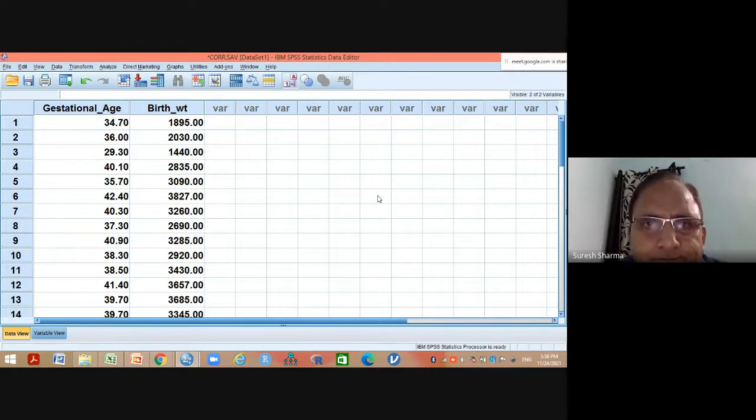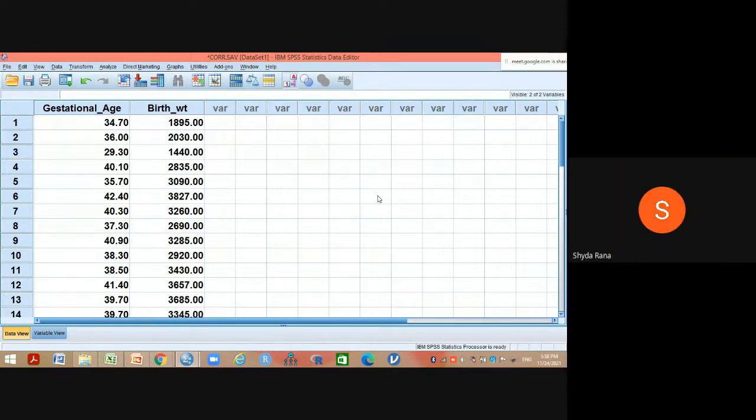Hello. Is this clear? Sir, does it mean that the error is within that confidence band? It's a reduced error and it is within the confidence band.